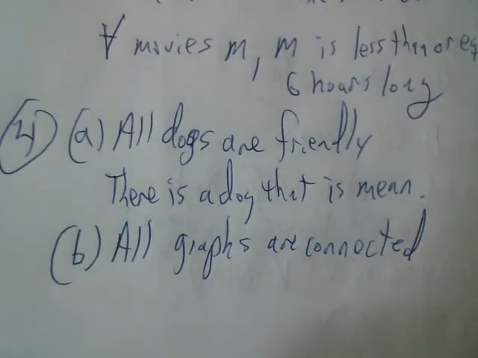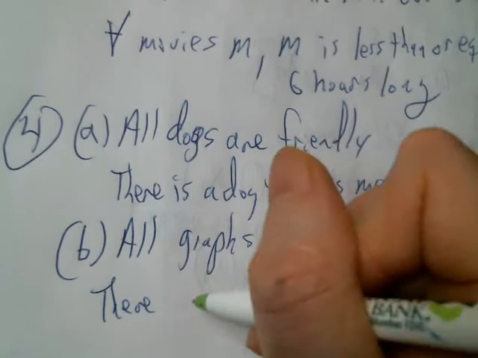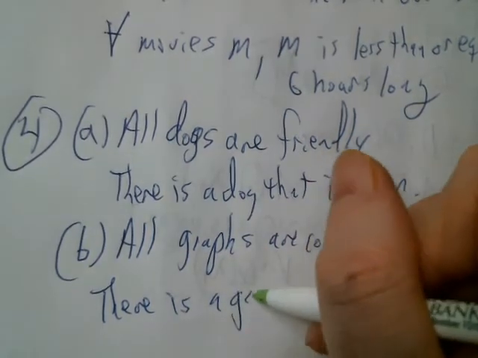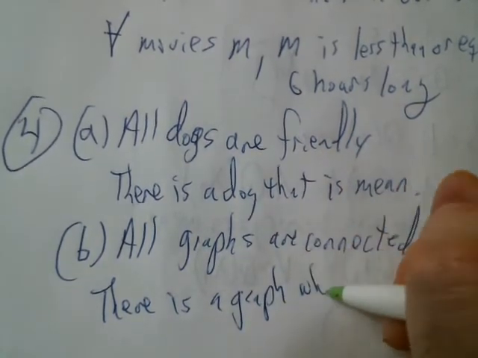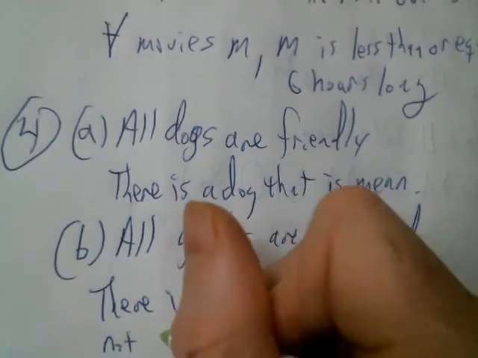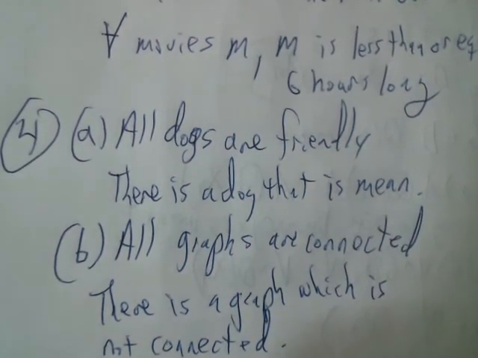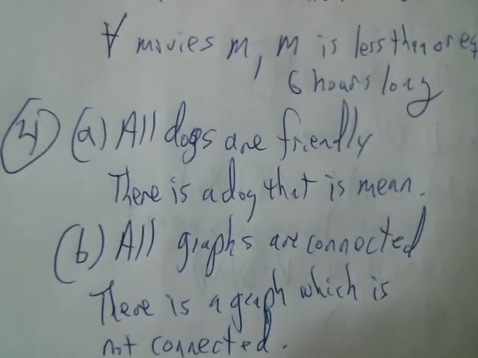Okay, so anyways, all graphs are connected. The negation: there exists a graph which is not connected. So there is a graph which is not connected. Okay, so kind of simple. Let's see what else we got.